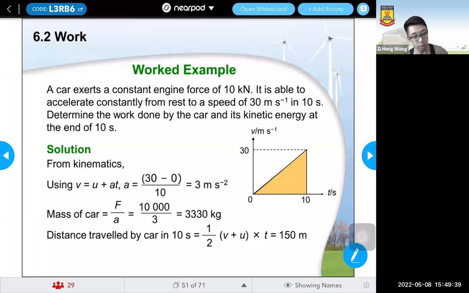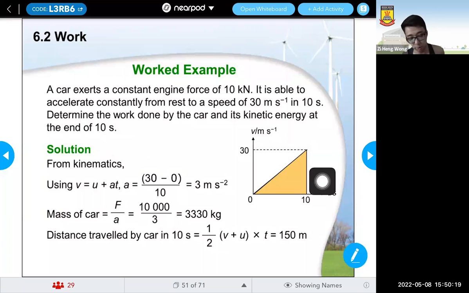Okay, we move on to another example. We have about 2 or 3 more examples. So you can see as the example progresses on, it gets slightly more complicated. We're also going to integrate some topics together. So in this case over here, a car exerts a constant engine force of 10 kilonewtons. It is able to accelerate constantly from rest to a speed of 30 meters per second in 10 seconds. So it means from not moving to 30 meters per second is only 10 seconds. So determine the work done by the car and its kinetic energy at the end of 10 seconds.